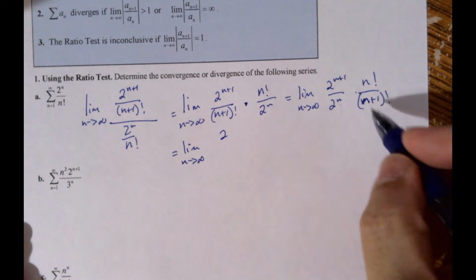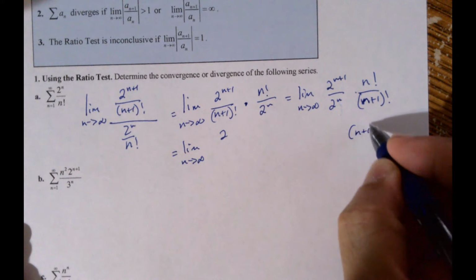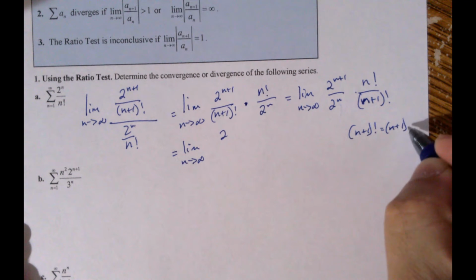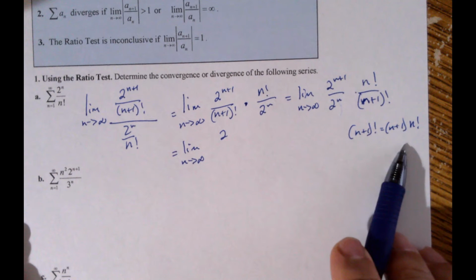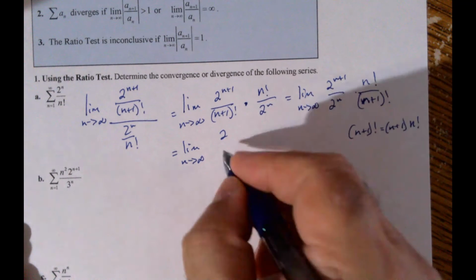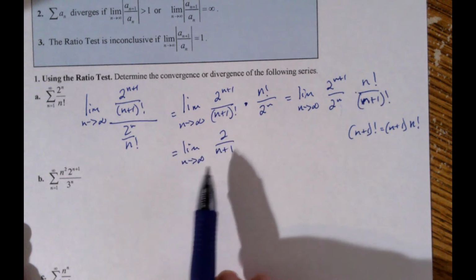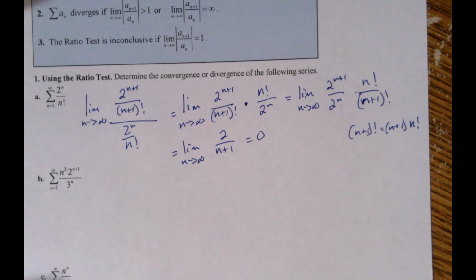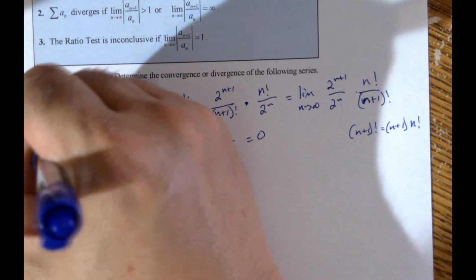So remember, as a side note, n plus 1 factorial is equal to n plus 1 times, and you subtract 1, so that's n factorial. So n plus 1 factorial is n plus 1 times n factorial. So this is going to cancel, leaving you just n plus 1. All right? So the limit of this as n goes to infinity is 0. So this converges absolutely.